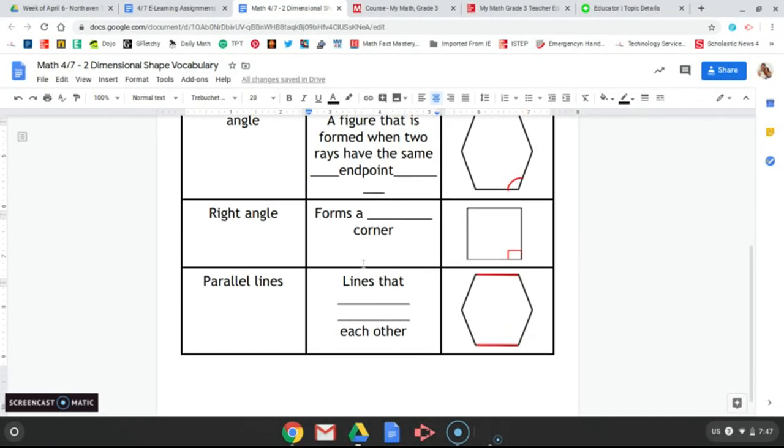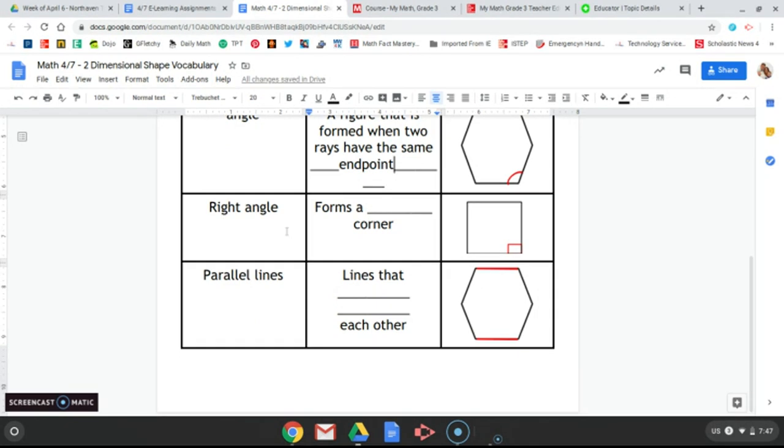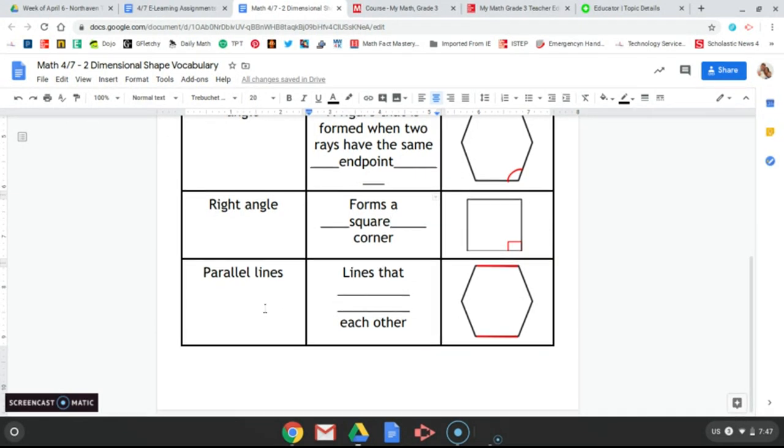Okay. Next one, right angle. So we need to be able to decide if an angle is a right angle or not. So remember that right angles form a square corner. So you can see we've got a square corner on this shape. So they kind of look like a perfect L, or they make a square corner. Parallel lines. This one is new today.